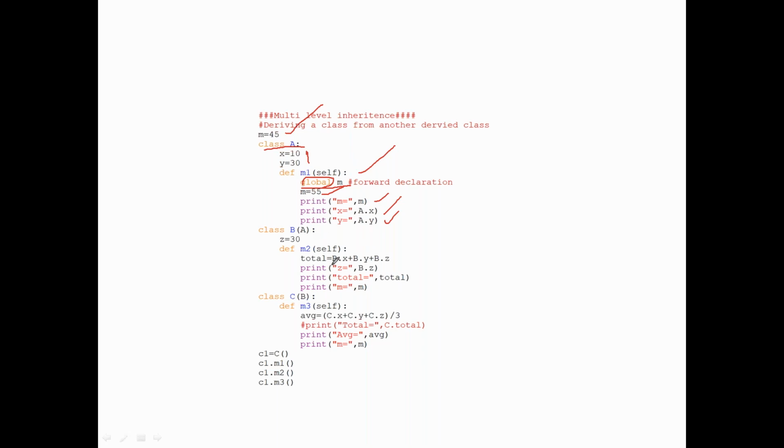So no need to refer with A, directly you can refer with the B class, b.x and b.y, and z is the default B class value, so b.z. Now print your total, print your z, and print m value.